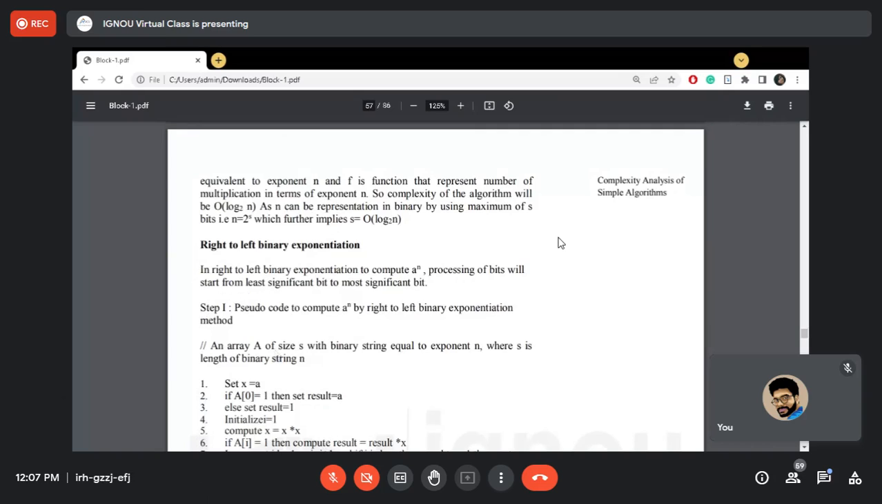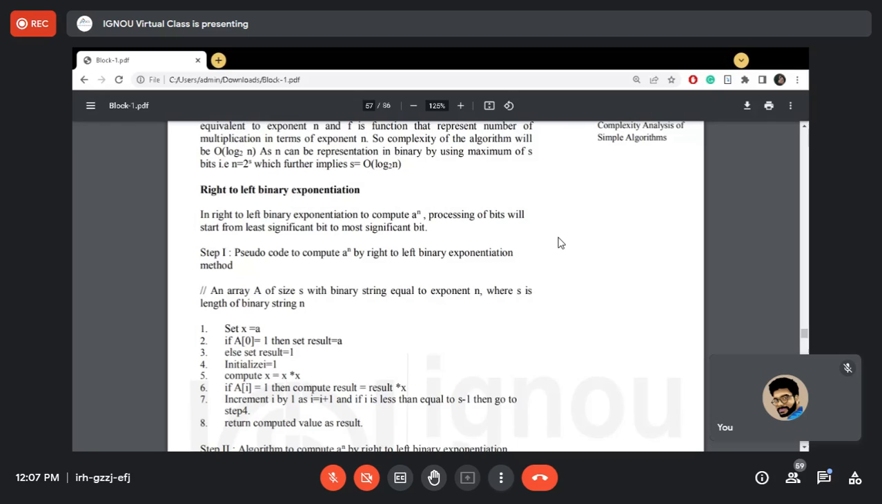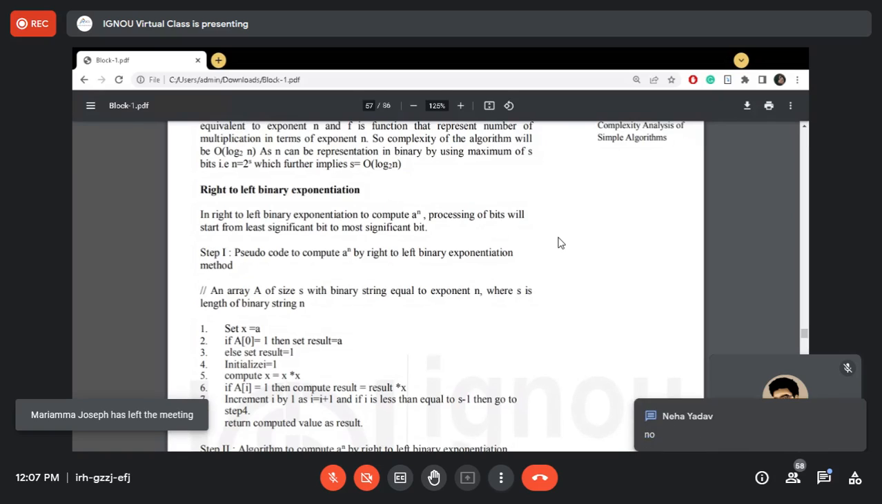Any issue for left to right? If yes, ask. Otherwise, I will proceed to right to left binary exponentiation. Continue, ma'am. Thank you so much for the acknowledgement.